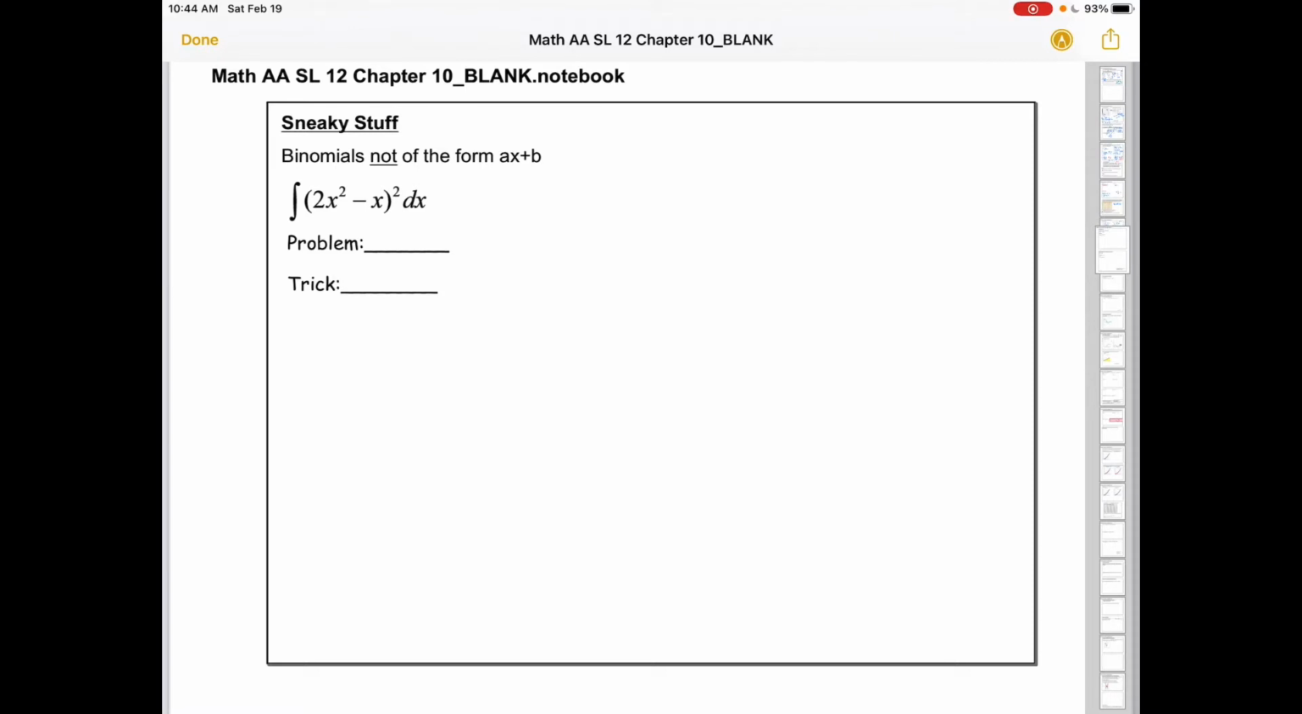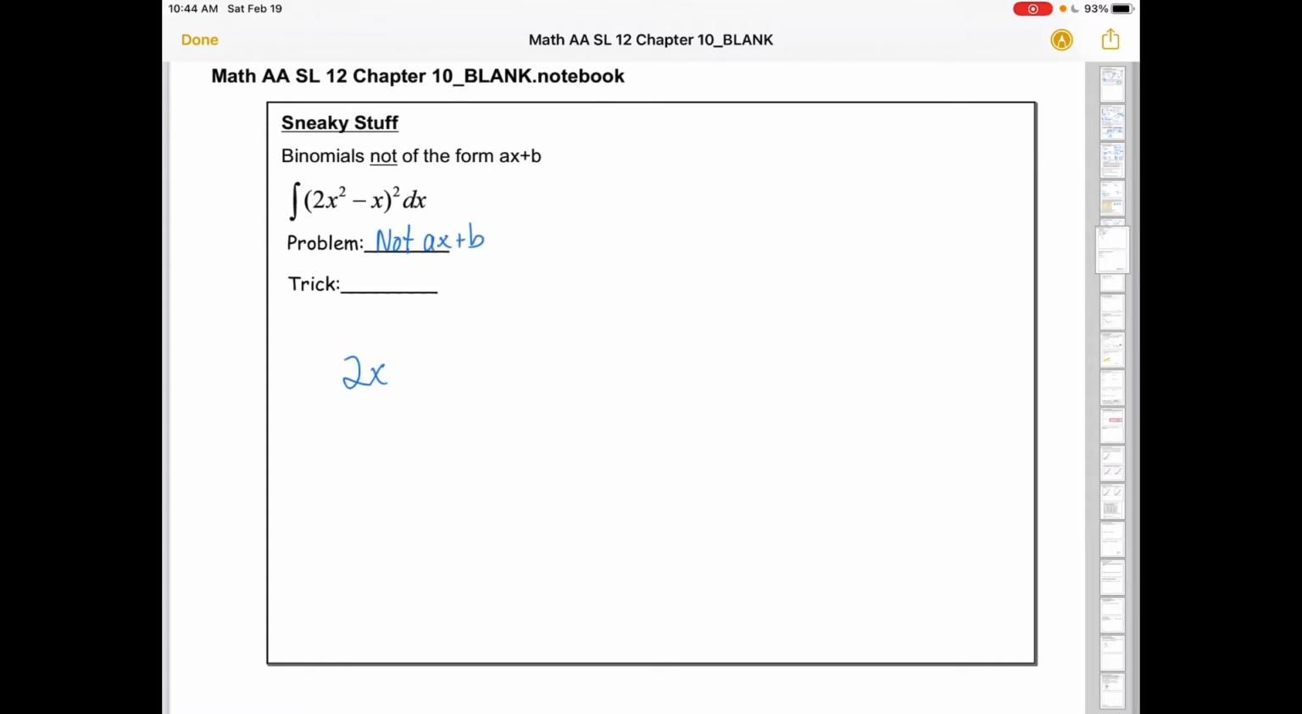In the last video we looked at what we'd do if we had to integrate something of the form f of ax plus b, but you may end up with a binomial that's not of that form. So the problem in this case is that it is not ax plus b. So you can try doing your tricks.